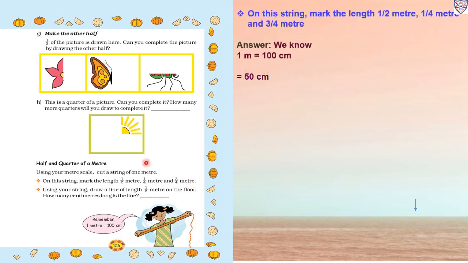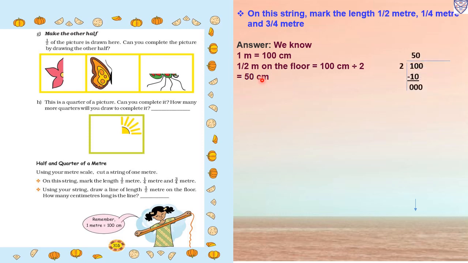So first we know that 1 meter equals 100 centimeter. So now we have to mark half meter on the string. So how will we do it? So 100 centimeter divided by 2. So that is 50 centimeter.